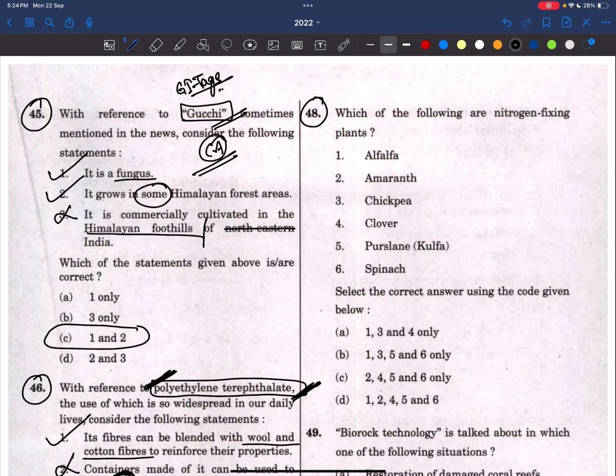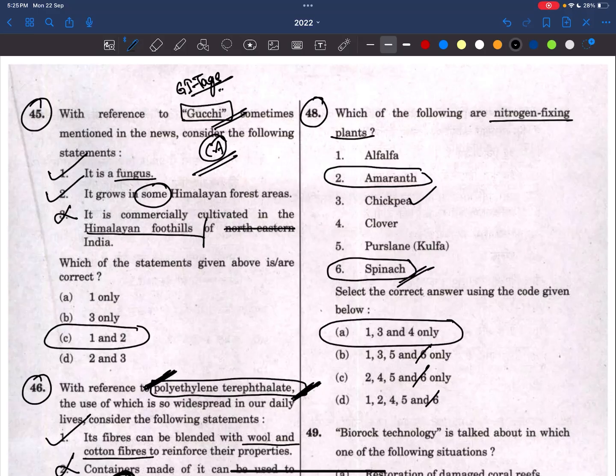Which of the following are nitrogen fixing plants? Usually, leguminous plants are nitrogen fixing plants. Right? So chickpea must be there. Now see, it's giving green vegetables. See, amaranth is also a green vegetable only, like leafy vegetables. So see, 6. We know spinach. Of course, if you don't know about amaranth also, nothing happens. We know about spinach, right? The answer is A.